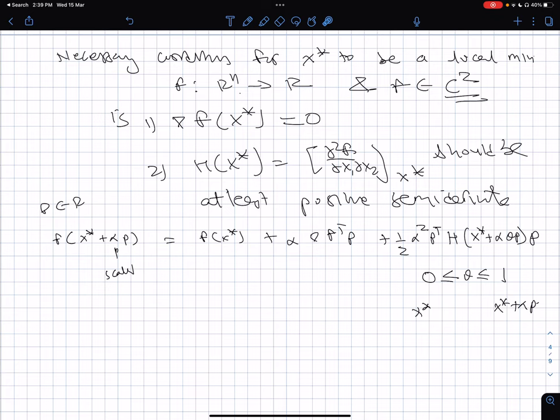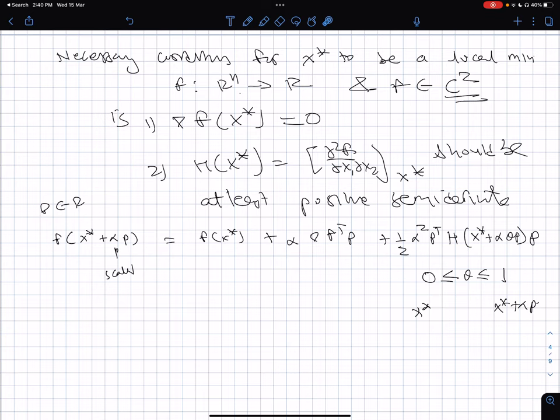For example, if you take theta equal to 0 and instead just replace it with half of alpha square p transpose h of x star times p, then it is called a quadratic approximation. It is nothing more than a quadratic approximation. To make it exact, it becomes exact provided at some point which is between x star and x star plus alpha p, but we cannot figure that out.